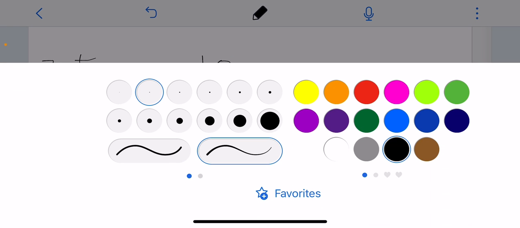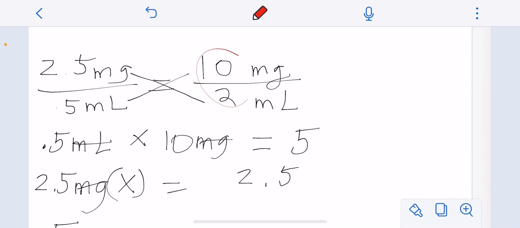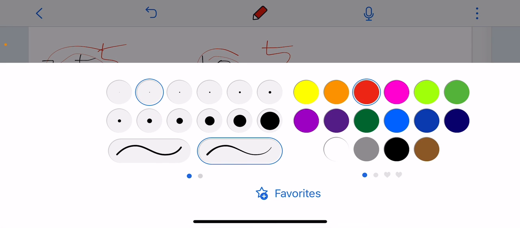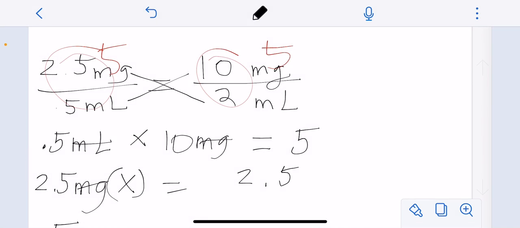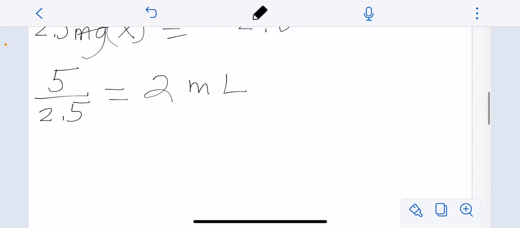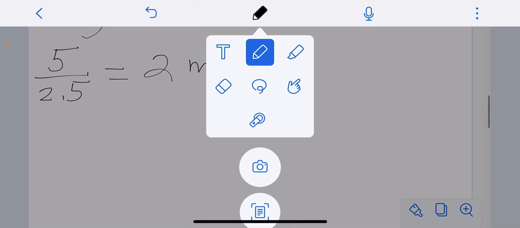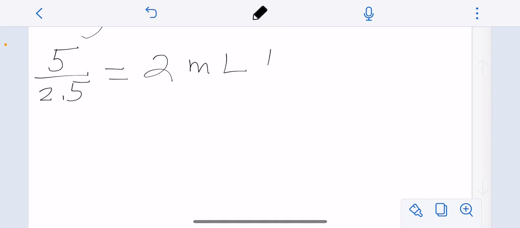So 5 gives you 5. Just to make sure that you're on the right track, you want to double check that each equation is balanced. All right, so now that we have that, we have our 2 milliliters, and this is 2 milliliters of albuterol. Nice. Now we're going to go to ipratropium bromide.